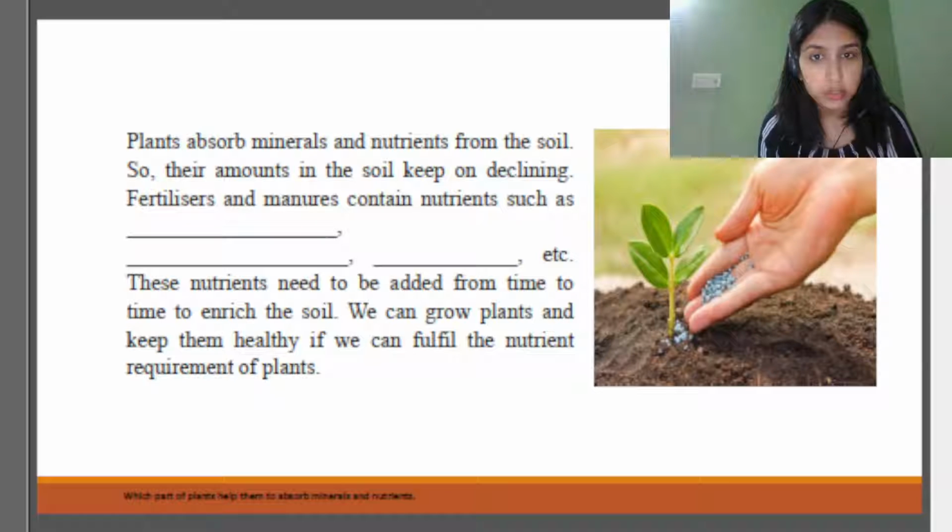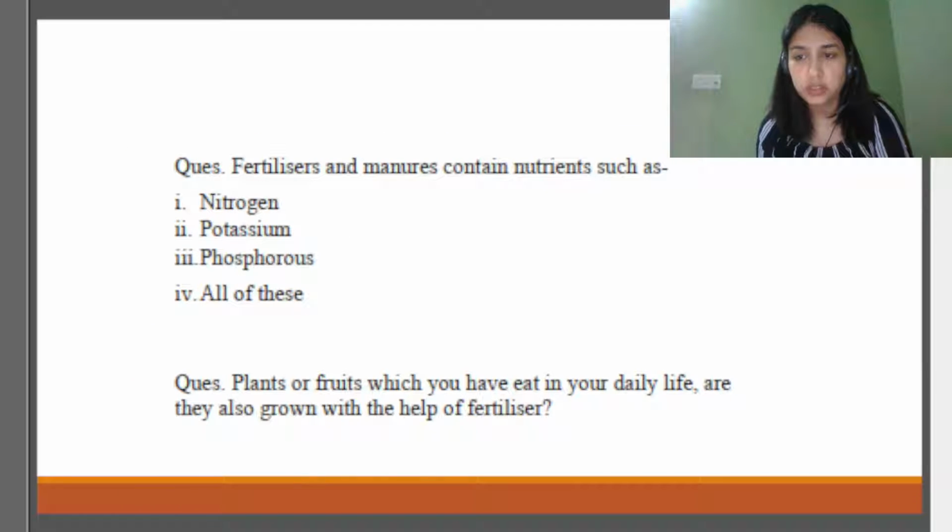Yes, we'll be moving forward towards the next slide. Now we have these two questions in front of you. I'll be giving you 10 seconds to answer the first question: the fertilizers and manures contain nutrients such as nitrogen, phosphorus, potassium, or all of these. So whether the fertilizers and manures contain only nitrogen, or only potassium, or only phosphorus, or all of these three nutrients. You will be adding your responses in the comment section below.